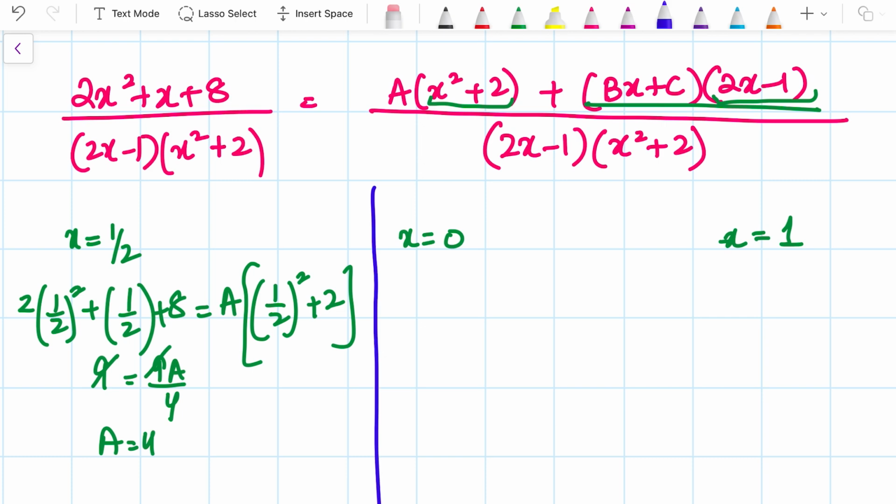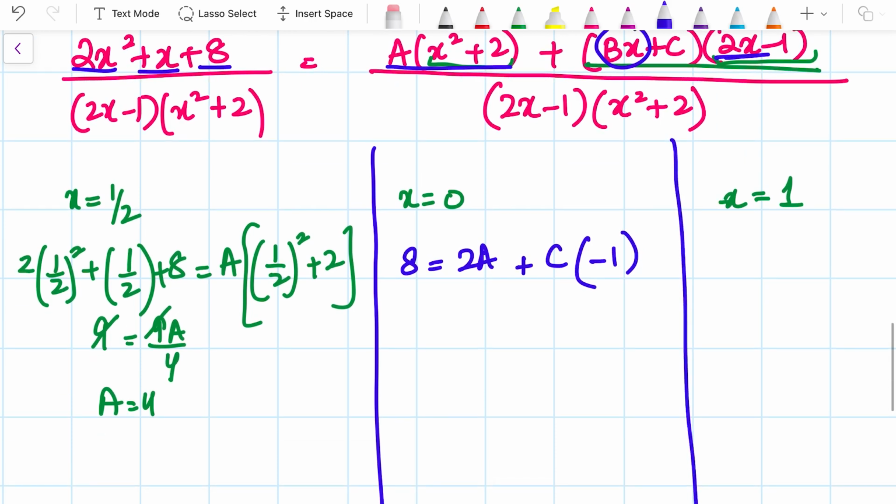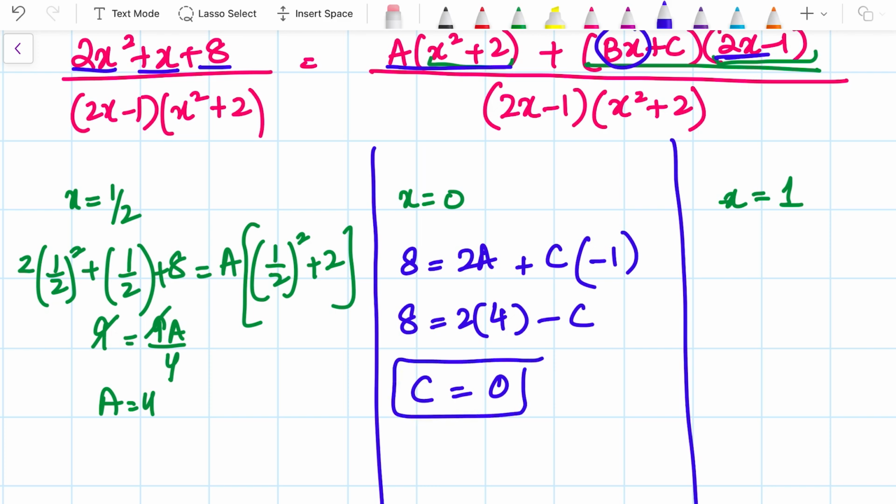Now, when x equals 0, we get an 8 equals 2A plus, this becomes a 0, so C into 0 minus 1. We have the value of A as 4. C equals 8 minus 8, so the value of C is 0. You need to be good with mental calculations.